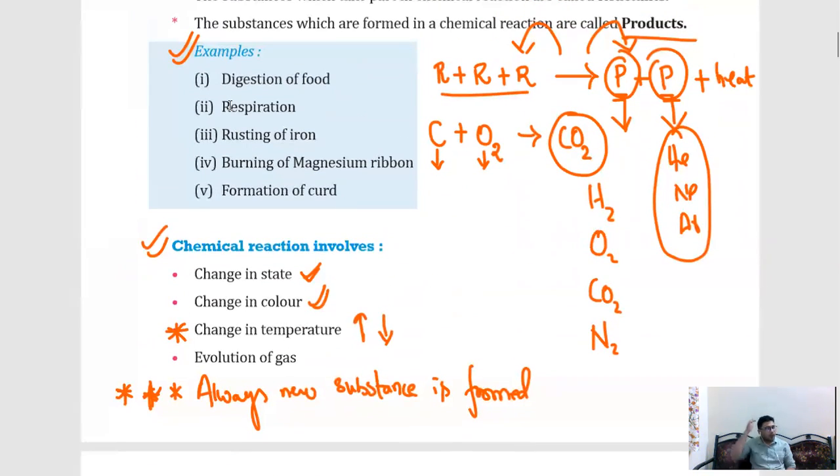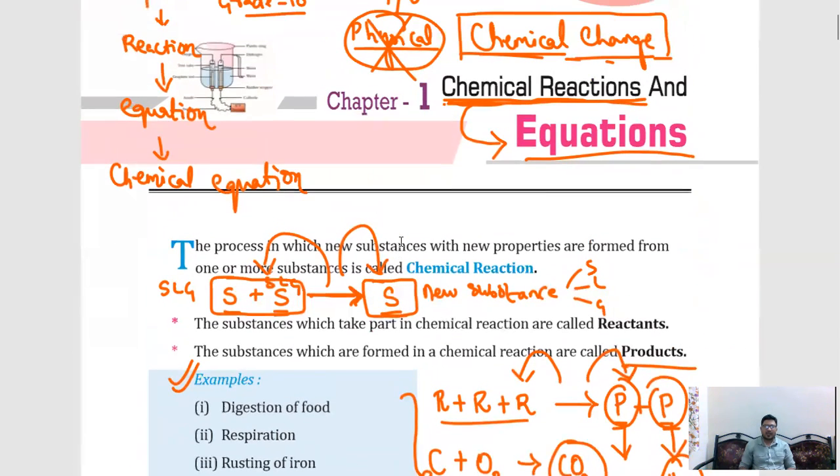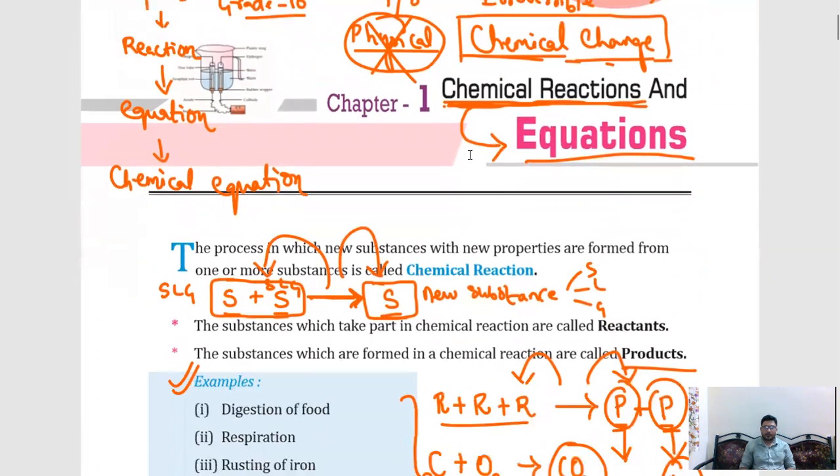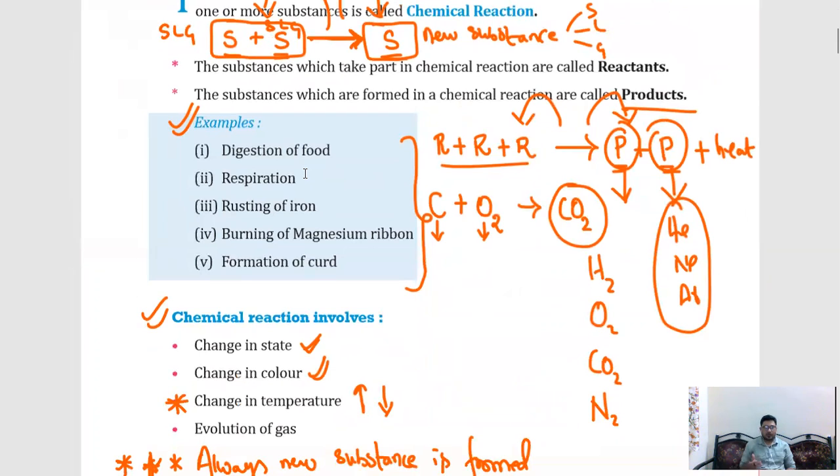Next, coming to examples: digestion of food. What are the examples we are taking of chemical reactions? What is meant by chemical change? Changes which are irreversible. Irreversible means which cannot be turned back, you cannot take it back. Respiration: you are inhaling oxygen and exhaling carbon dioxide. Again, the oxygen cannot be exhaled out.